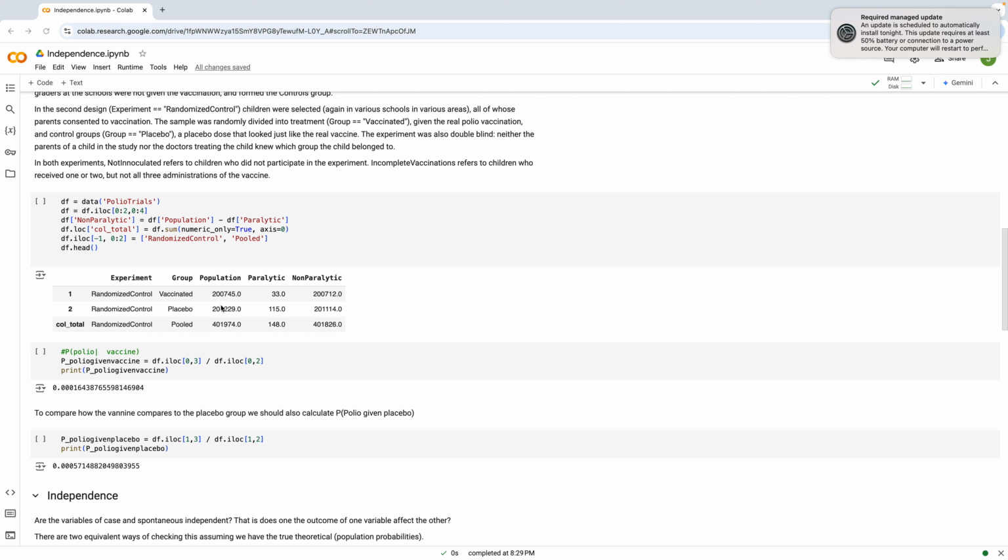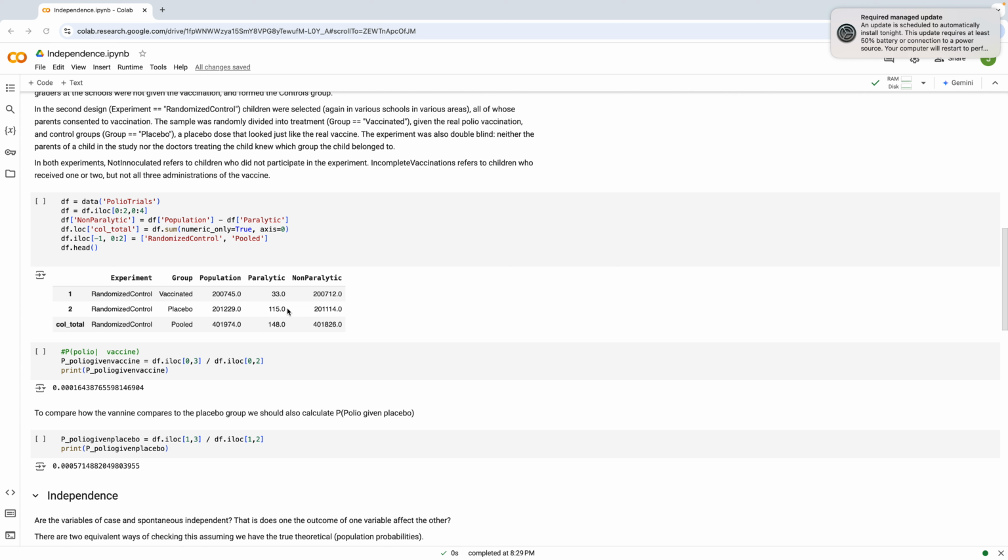Roughly half of the population was assigned to the vaccinated group, half to the placebo, and we see that the observed counts of paralytic polio in the vaccinated group are much less. They're 33 compared to 115. We'd like to know, what are the chances of just getting 33 paralytic polio cases, and having this data occur just by random chance?